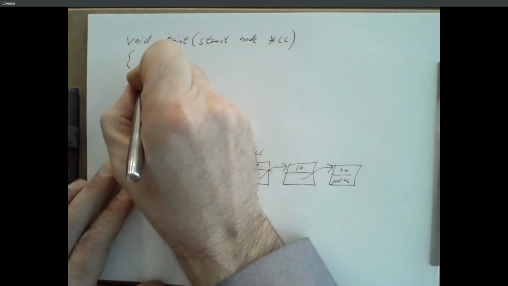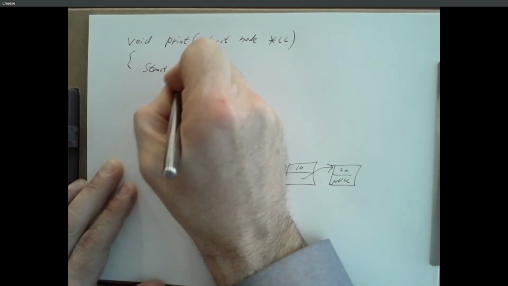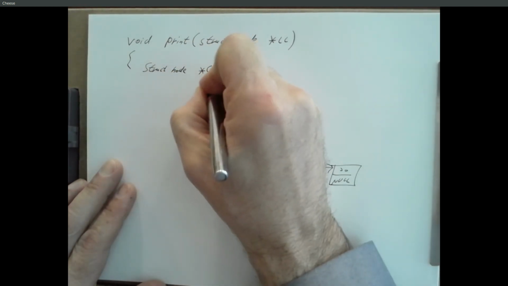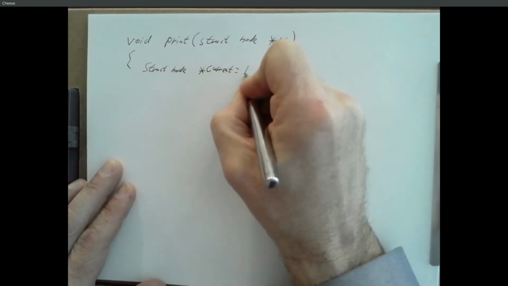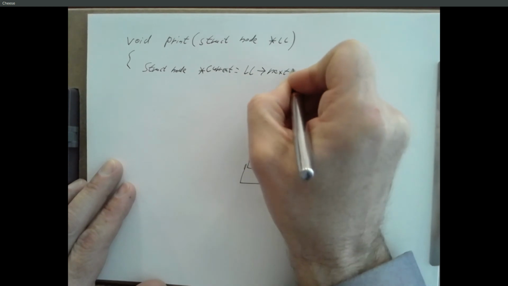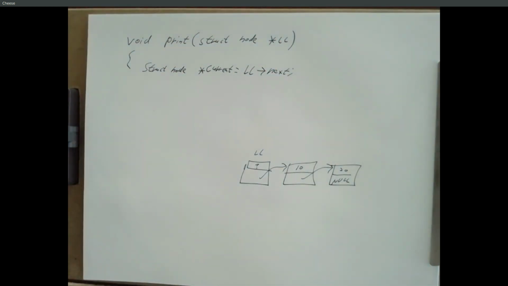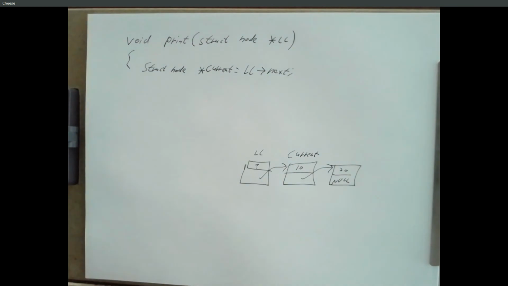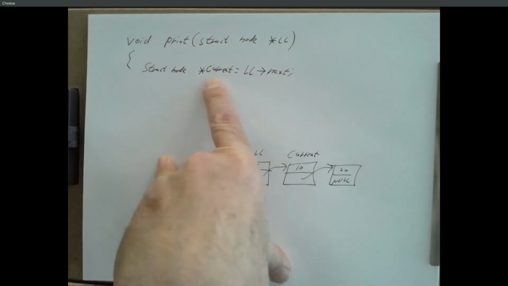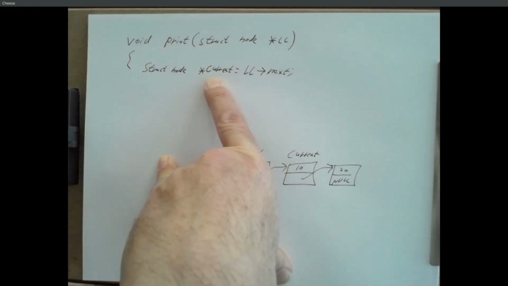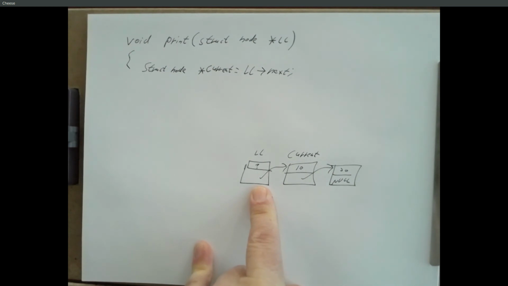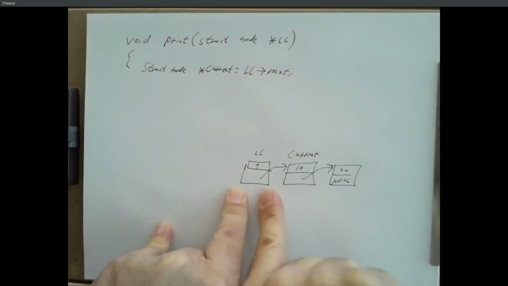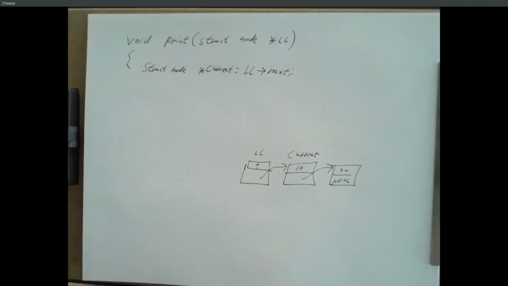So we could do something like this. Struct node star current equals LL arrow next. So I'm setting current up to be the first node of the list. If the list is empty, LL arrow next will be null. This sets current equal to null. Nothing wrong with that, no seg fault. If there's no sentinel node, this is an edge case. But we know the sentinel always exists. We know LL is not null. It's the address of this sentinel, which is present even if the list is empty. So this is safe to do.